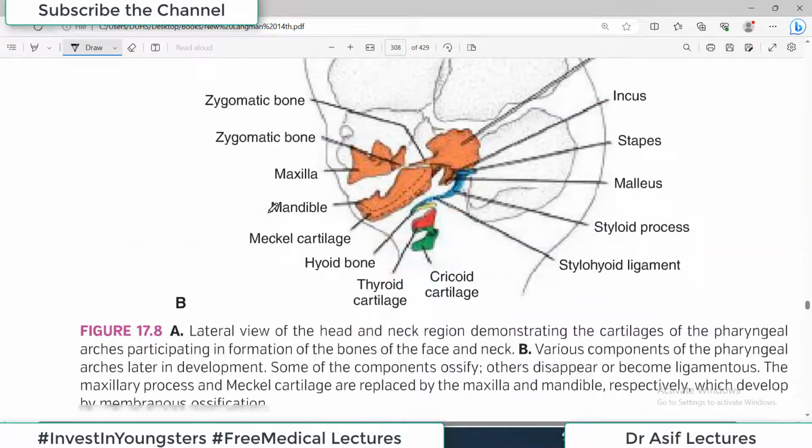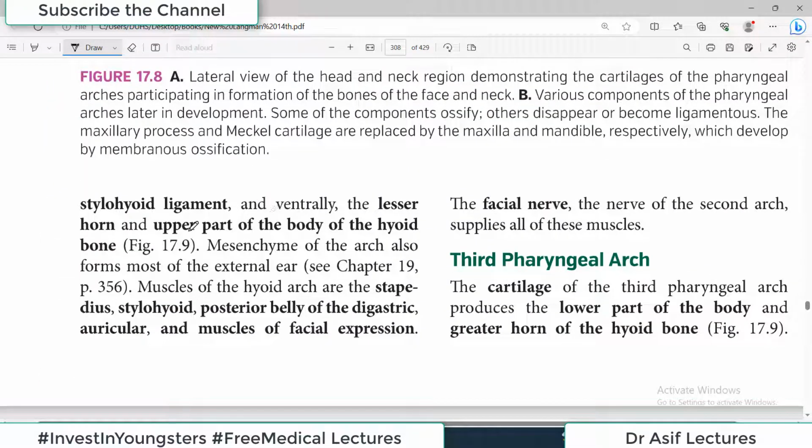And this is something that you have to actually memorize, right? Upper part of the body of the hyoid. Mesenchyme of the arch also forms the external ear. Muscles कौन से हैं जनाब? Stapedius, stylohyoid, posterior belly of digastric, anterior belly बन रही थी from the first arch. The muscles of facial expression, आप किसी को good looks देते हैं, bad looks देते हैं, angry looks देते हैं. These facial expressions are all because of your second pharyngeal arch. क्योंकि सारे facial expression के जो muscles हैं, they are derived from the second pharyngeal arch, जो facial nerve से supply हो रहा है.